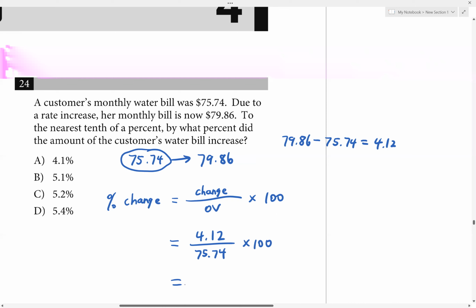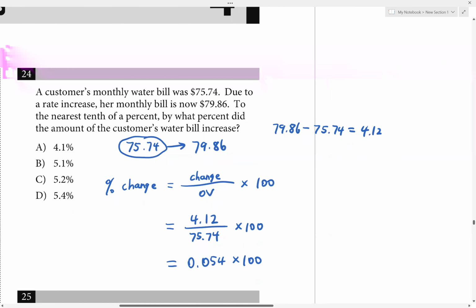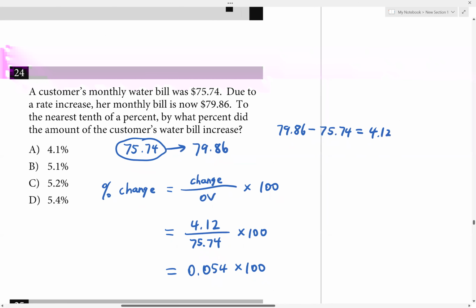So let's solve 4.12 divided by 75.74. Type in the calculator, we have 0.05439, and then that times 100 should give us 5.43. So we can just round it to 5.4, and that's a percent. So it'll be 5.4%. Okay, and there we have it. So for question 24, the final answer is letter D, 5.4%.